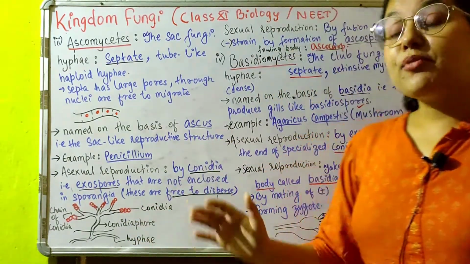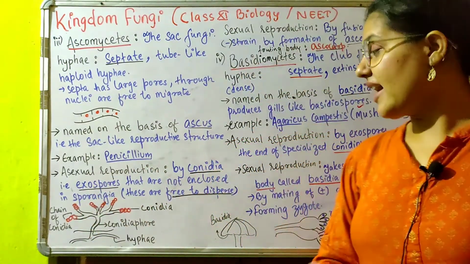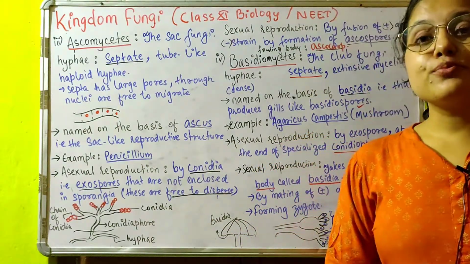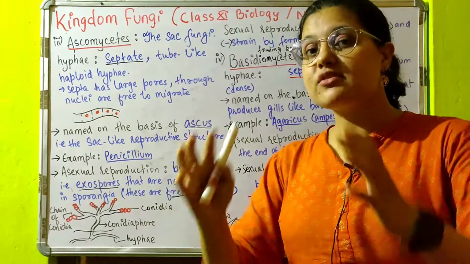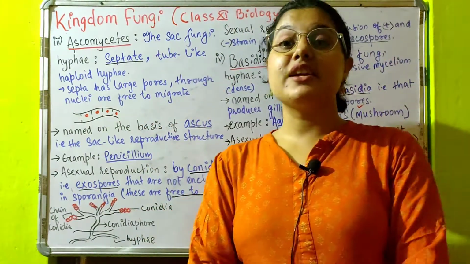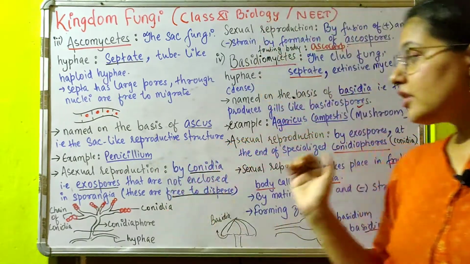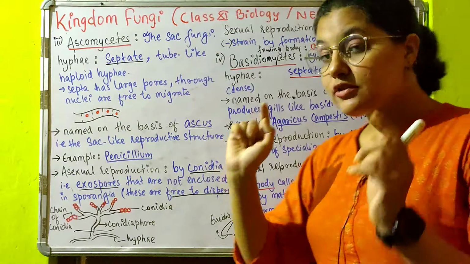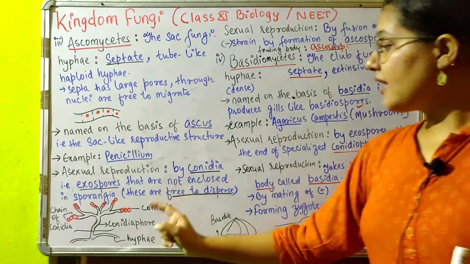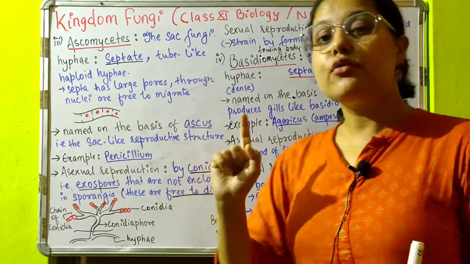Another important feature of asexual reproduction with the help of exospores is that these spores are free to disperse. In the case of endospores, they were not free to disperse because they were present inside the sac. But here they are not present inside the sac. That is the reason why they are free to disperse. Note the difference: they are named conidia, they do not have any kind of sac, the branch is known as conidiophore, and they are free to disperse.